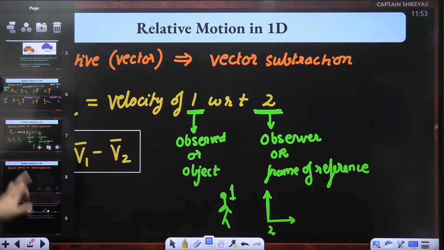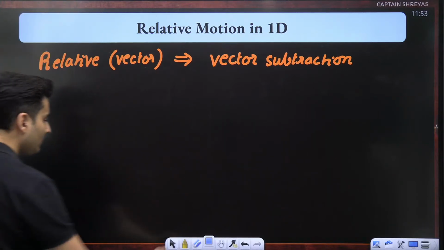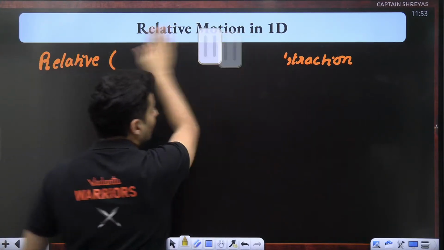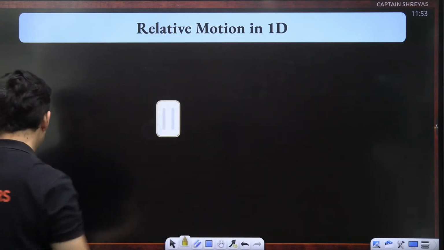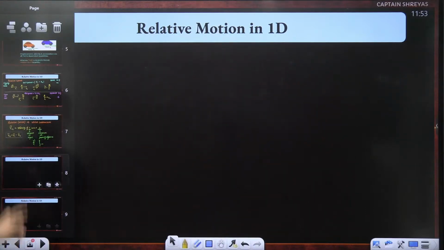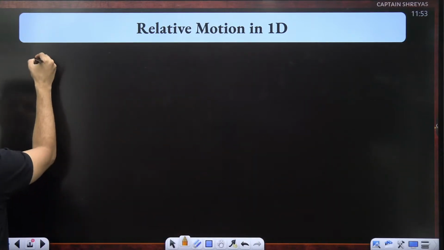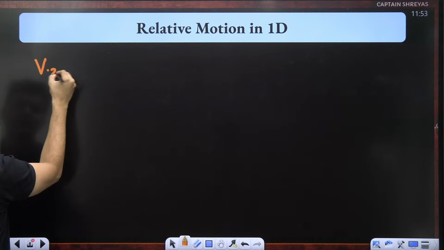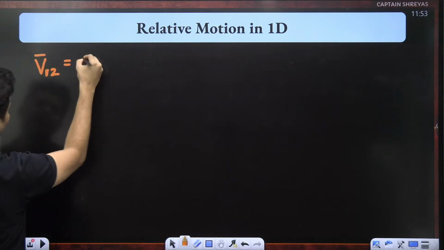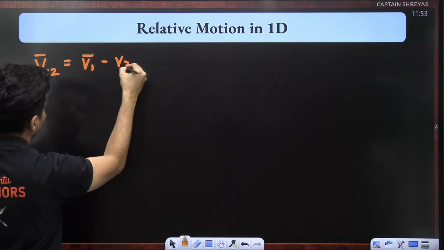Now, if you have any other thing, say for example, if you say, sir, V12 you are saying is V1 vector minus V2 vector.